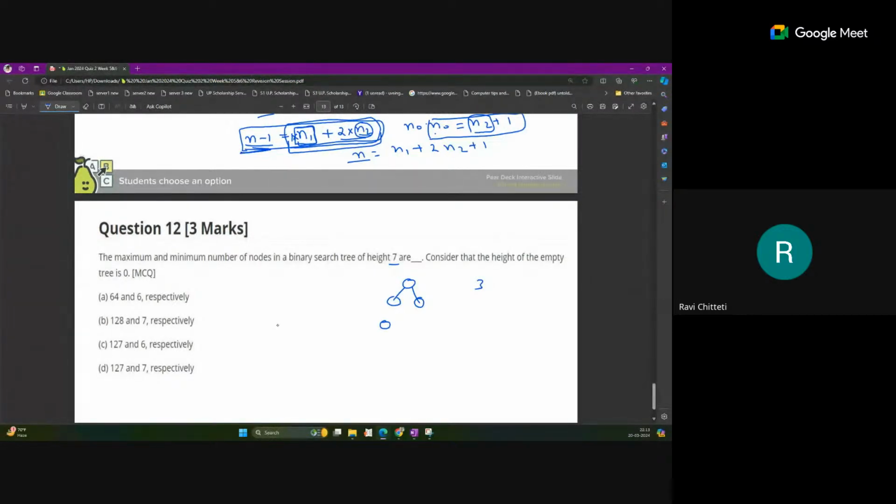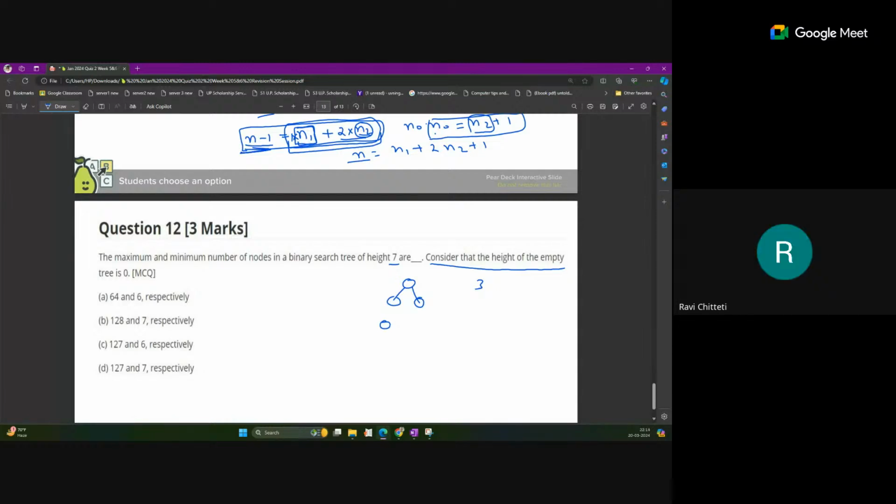Sorry, if it is a single node, is the height 2, or is it height 1 in this current scenario? No, the base case is 0, is 1, given. Not always. It will be given in the question if this type of question is asked. In some books, the height of a single node will be considered as 0, but in other books the height of a single node will be considered as 1. So that will be given in the question.